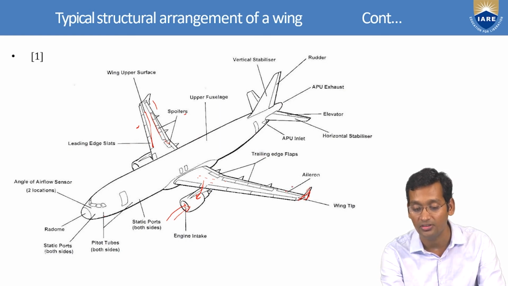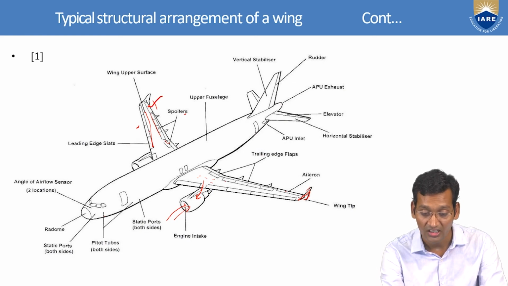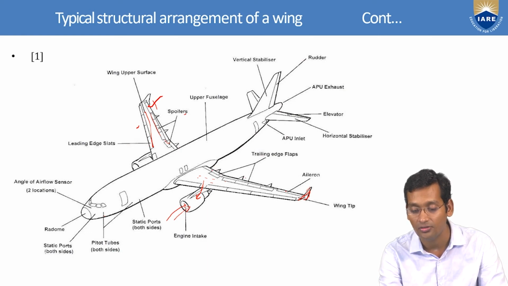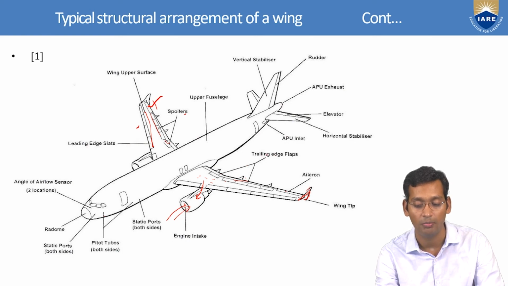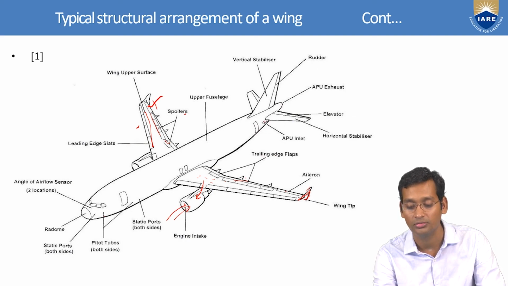Here, let's see. This is a spoiler, that side. And this one is what? Aileron. Here, this is the leading slat. This is the trailing edge flap. APU inlet. Okay, so from here only they are guiding.